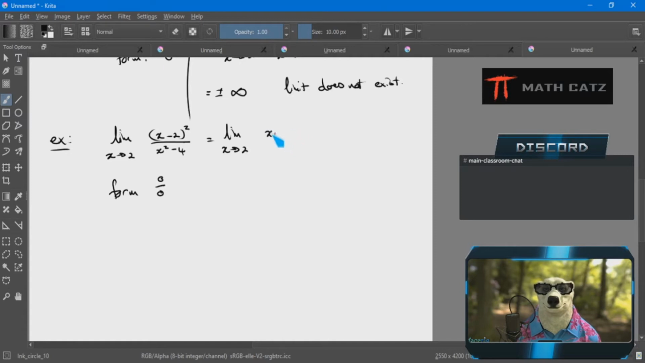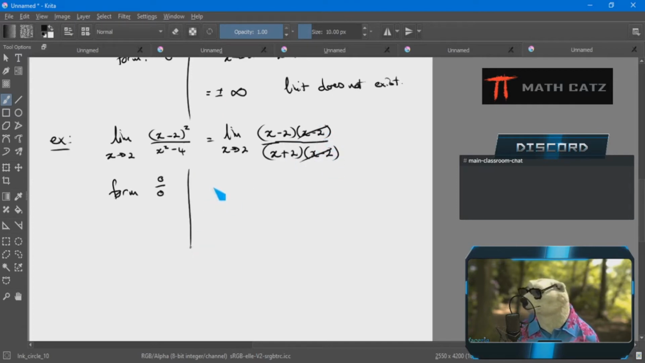Okay, so I'll factor it. I have 2 of the x minus 2's at the top. I have a difference of 2 squares at the bottom. And I see, oh, the x minus 2 problem, which was in the denominator. The x minus 2 was the reason I had a problem in the first place. I canceled that out. Which means that this function behaves the same as x minus 2 over x plus 2, the simplified version, which is not the same function.